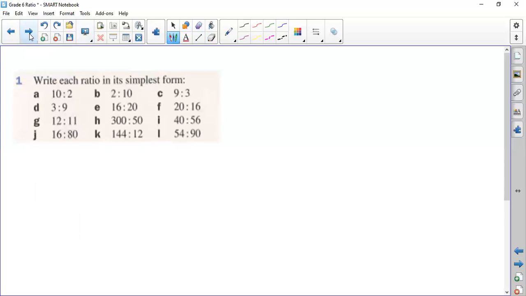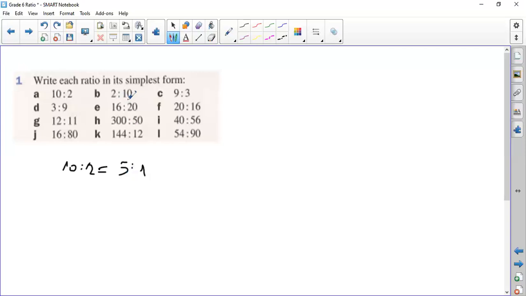Now let's pass to the other part. We have to write each ratio in the simplest form. This is important because the ratios will always be given in the simplest form. So if I have 10 over 2, or the ratio 10 to 2, I know that 10 can be divided by 2, it is divisible by 2. So the equivalent ratio will be 5 to 1. This is the simplest ratio, and the one that we have to use.